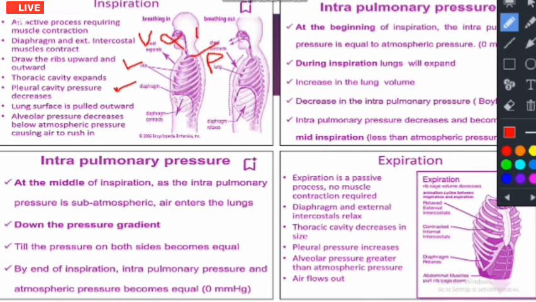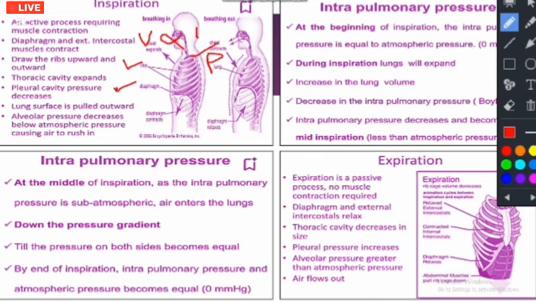It will reduce. Volume is inversely proportional to pressure. So while the lung volume is expanding during inspiration, the intrapulmonary pressure, which was initially 0 millimeters of mercury, decreases to -1 and sometimes -2 millimeters of what? Mercury.